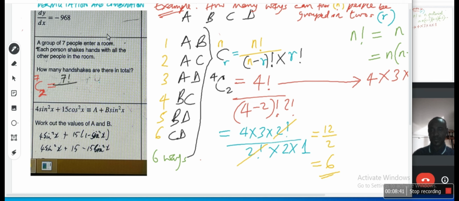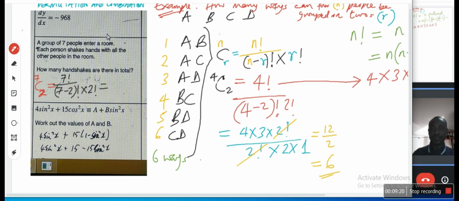over 7 minus 2 factorial times 2 factorial, which is equal to. Now, you will understand why I didn't bother to write all of that to the end. What is 7 minus 2? 5. So 7 minus 2 is 5 factorial.